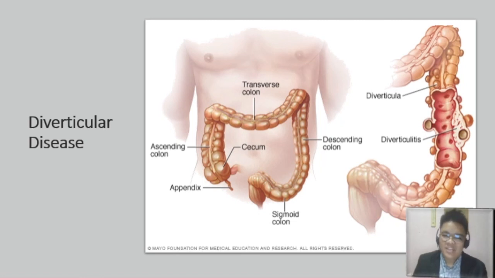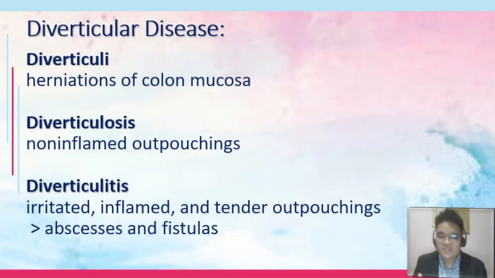Hi again. In this discussion, we'll be talking about your diverticular disease. When I talk about diverticular diseases, there are three terms that we need to be familiar with. One, diverticuli. When I say diverticuli, these are herniations of the colon mucosa. Two, diverticulosis. These are outpouchings, but take note of the term non-inflamed. Because once there is inflammation, it is already referred to as diverticulitis.